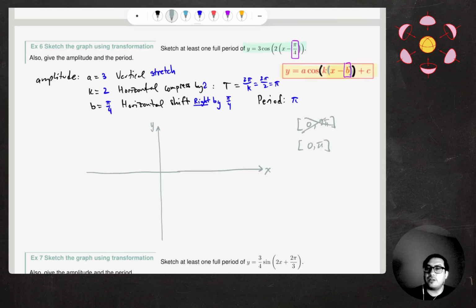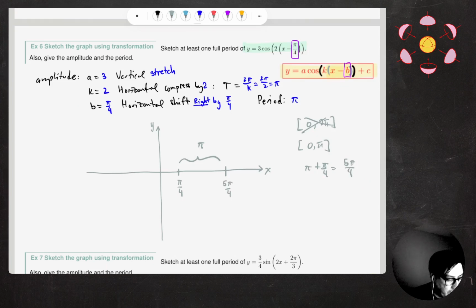All right, where did it originally start? It originally started at 0. But now we're going to shift it horizontally to the right by pi over 4. That means I'm actually going to start my graph at pi over 4. And I'm just going to put it wherever. I'm going to put it right here. Now, I'm going to start here, and then I'm going to end at, I have to move pi. Now, I actually have to figure this out, so let's calculate it. Pi plus pi over 4 is 5 pi over 4. So this number is going to be 5 pi over 4.